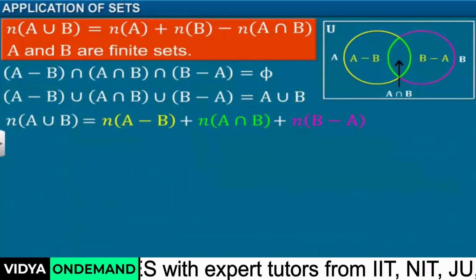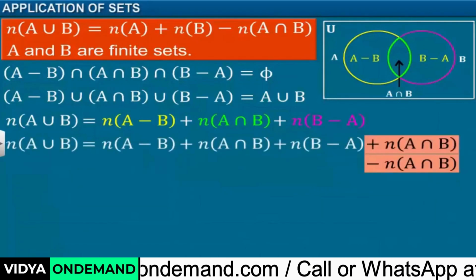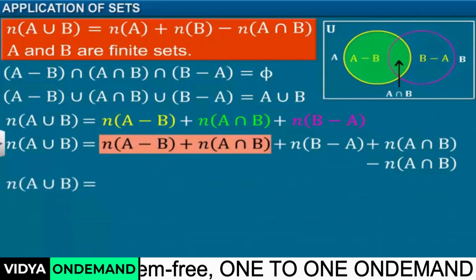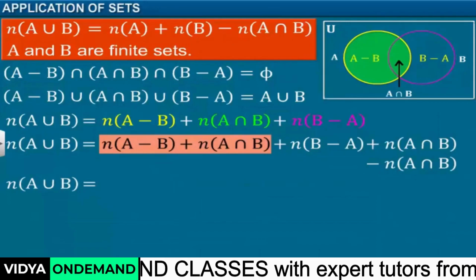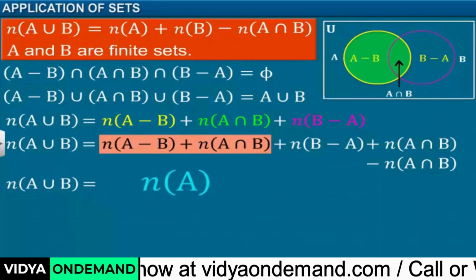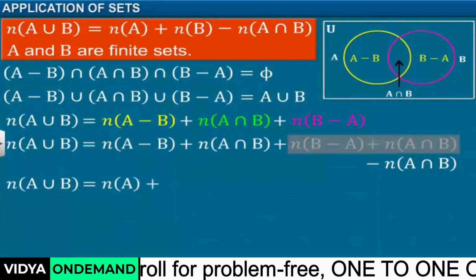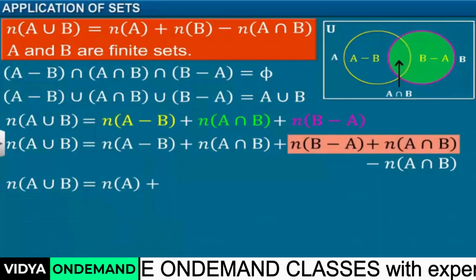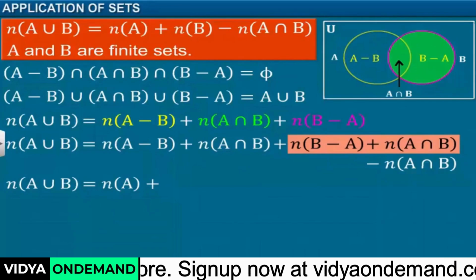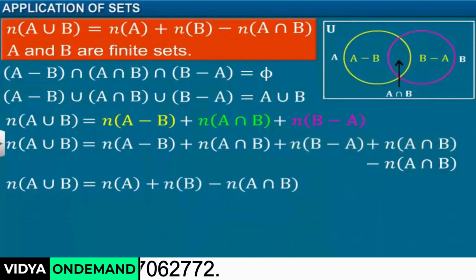We will add and subtract n of A intersection B as shown. From the figure, we can observe that the sum of elements in the sets A minus B and A intersection B is equal to the number of elements in set A. Similarly, the sum of elements of the sets B minus A and A intersection B is equal to the number of elements in set B. Therefore, we get the following equation. Hence, the relation is verified.